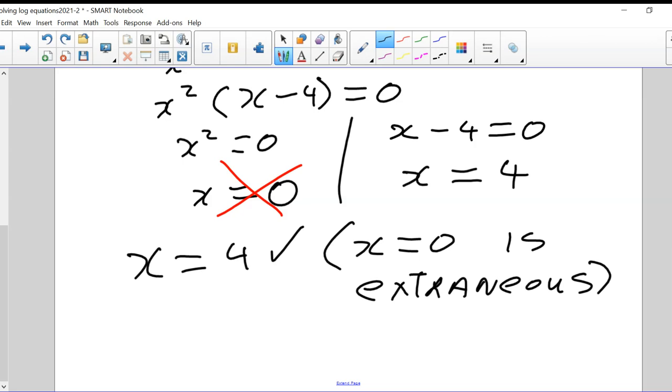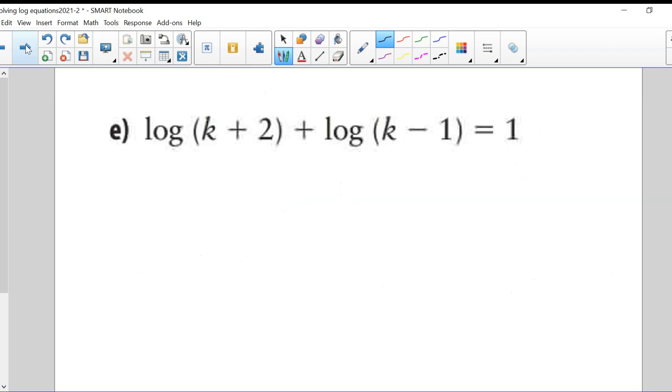Okay? All right, I think we're doing really well. I might be able to at least get started on solving exponential equations as well, but we'll see how far we get with this. How about this one?